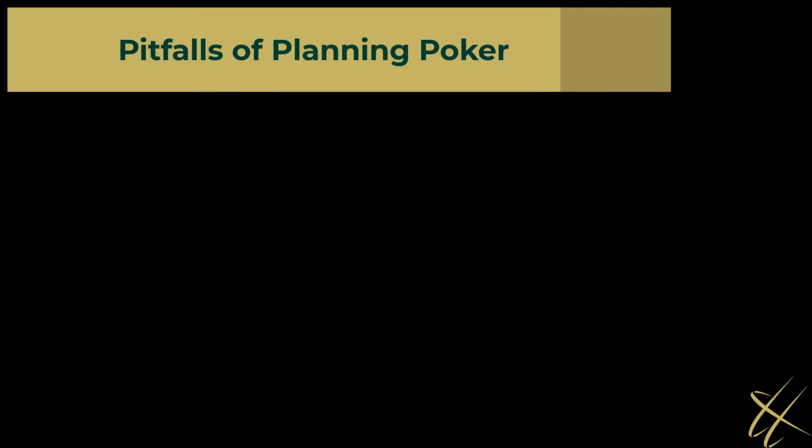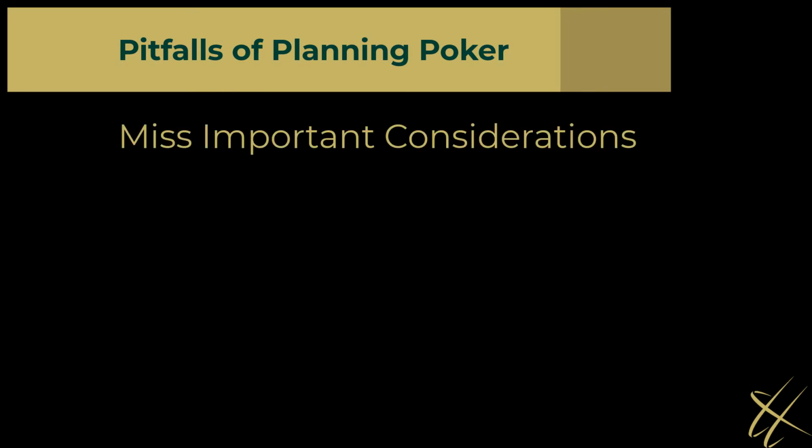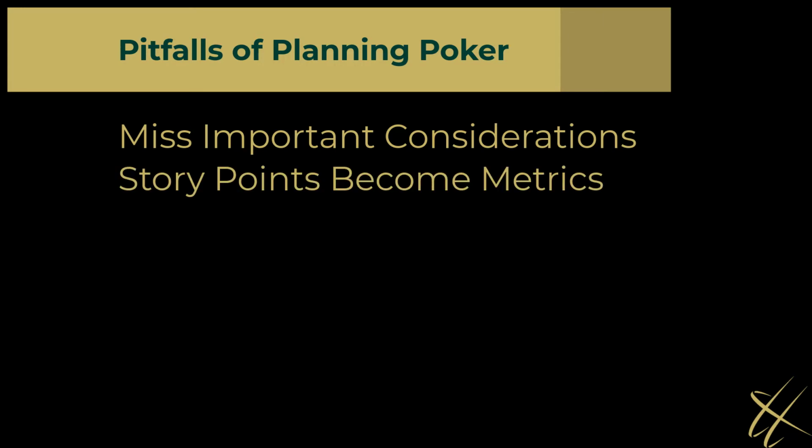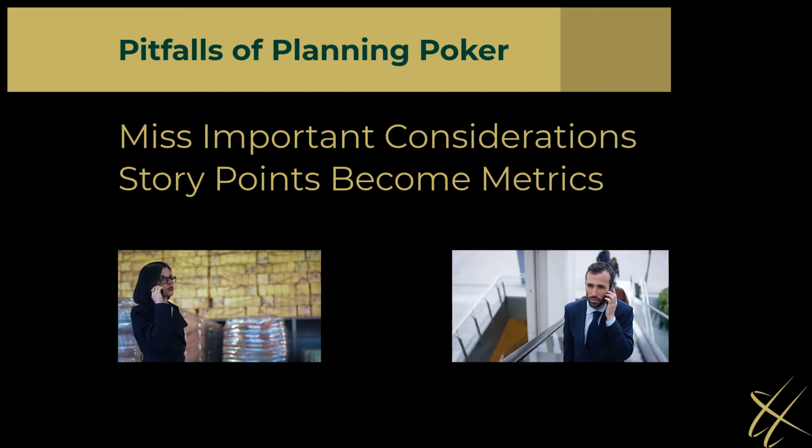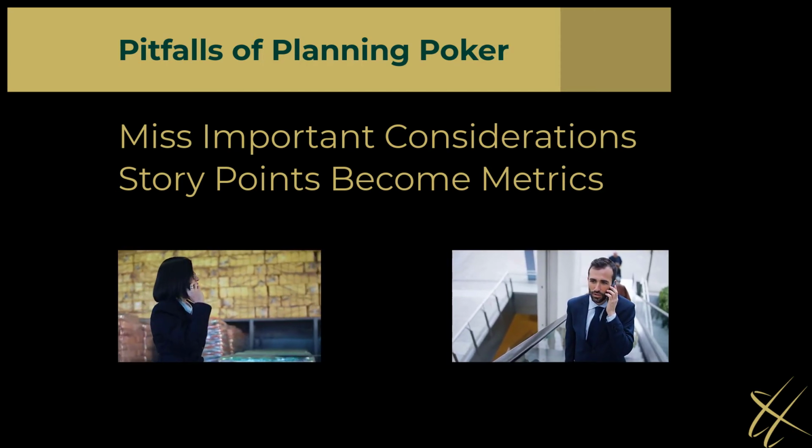Some potential pitfalls of Planning Poker. The team can miss important considerations if they get too caught up in the idea of coming to a consensus. Story points can easily become metrics that organizations use to judge a team's progress, rather than the actual quality and market value of the product produced. It's up to the product owner and Scrum Master to ensure that this does not happen.